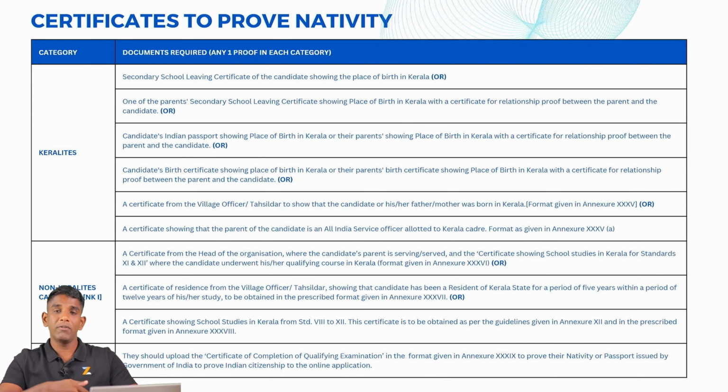Okay, so the format is given in the annexure, which is annexure 35. You can look at it. And next we'll go to non-Keralite category 1 candidates. So let's look at what documents they have to produce.